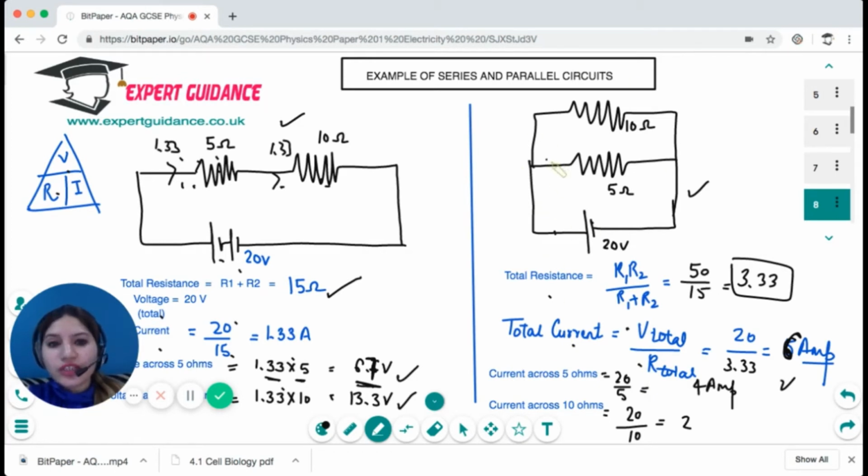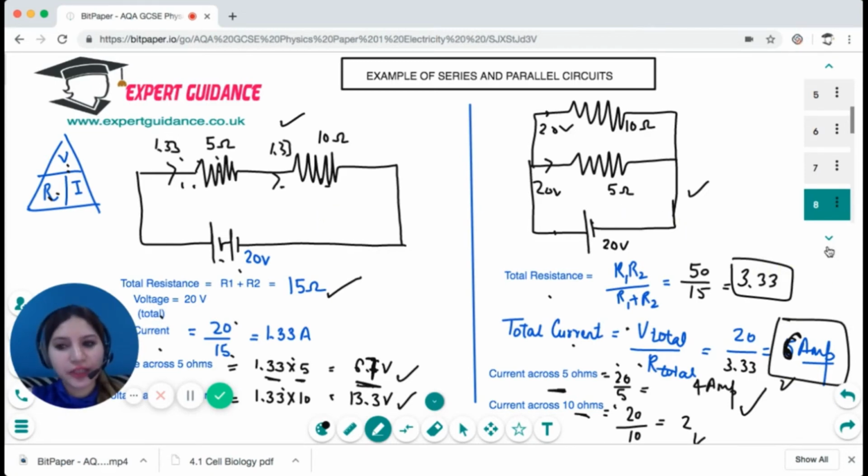The voltage will be 20 volts across each component. So we have the voltage and the resistance across each. So current is voltage over the resistance. So 20 over 5 is 4 amps, the current across 5 ohms, and across 10 ohms it is 2. And we'll add them. That will add up to the total current of 6 amps. Okay, so I hope how you do the calculation with series and parallel circuits is clear to you.